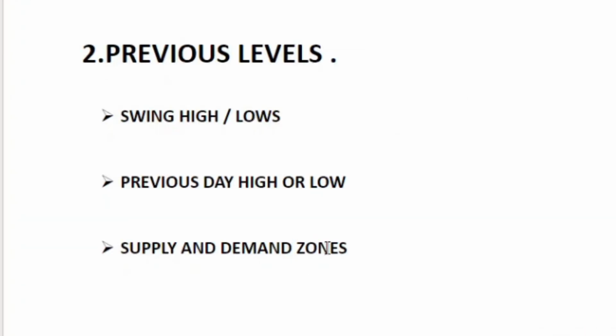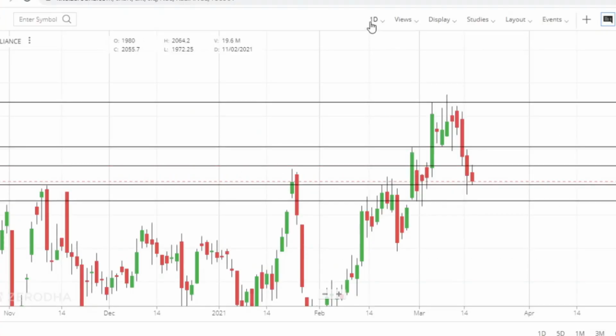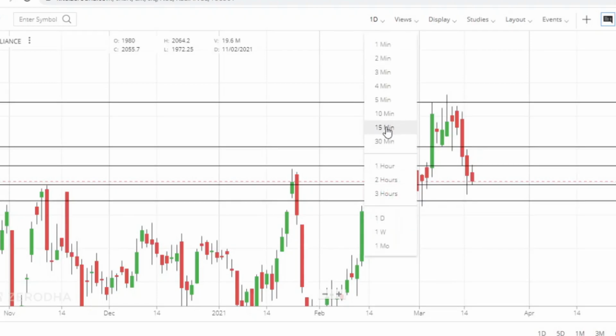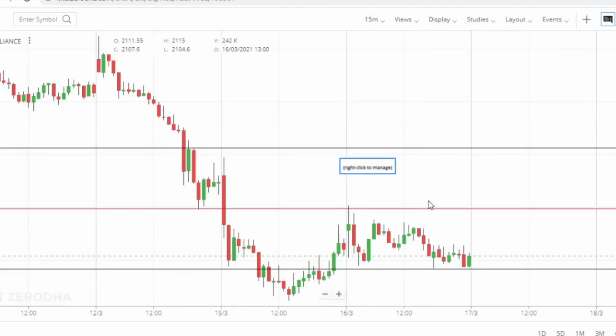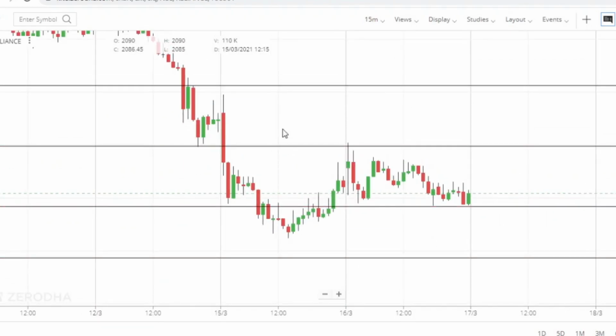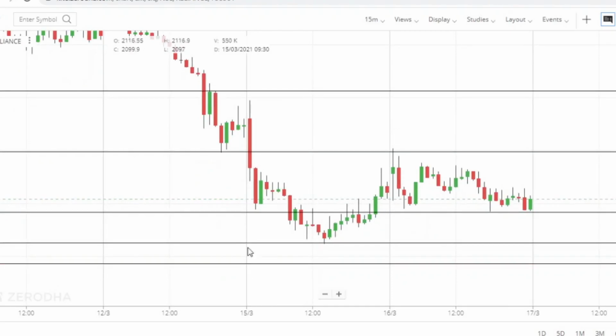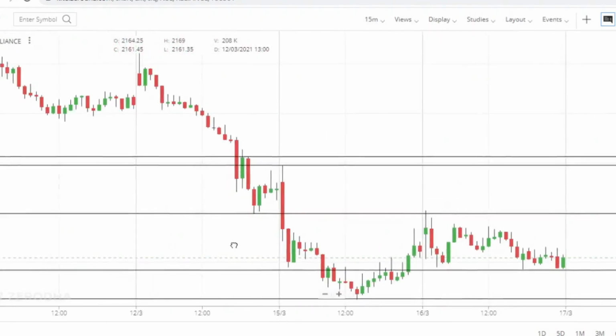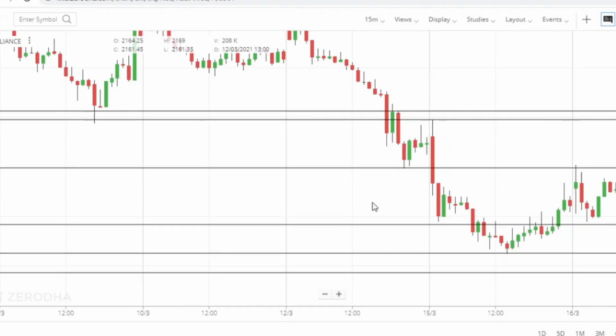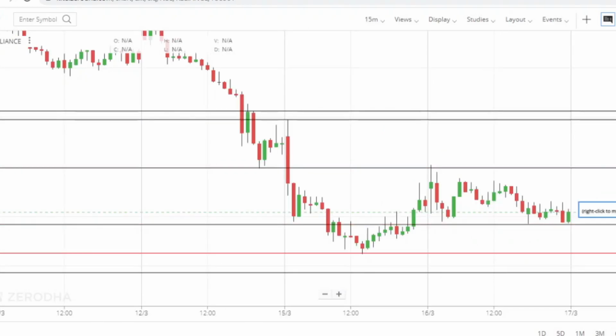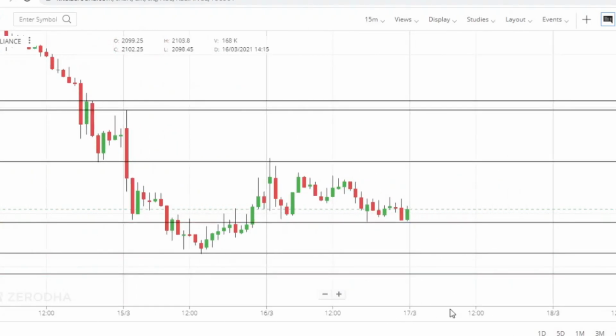Now we have to mark supply and demand zones. For that, I will choose the 15 minutes time frame, because it is very easy to understand supply and demand zones in the 15 minutes time frame. So you can see here is a demand zone, because from here price made an upward move. So I will draw a horizontal line here. So what is the nearest supply zone? This is the nearest supply zone, because price fell down from here, and we don't have any other nearest demand and supply zones in this. So this is how your chart looks for the 17th of March.